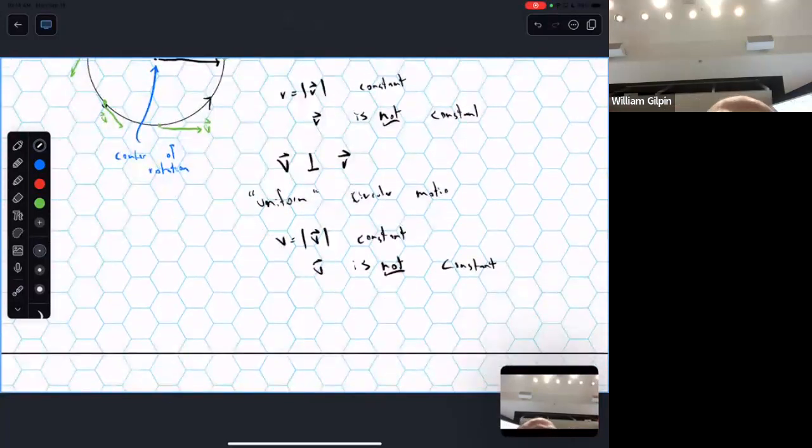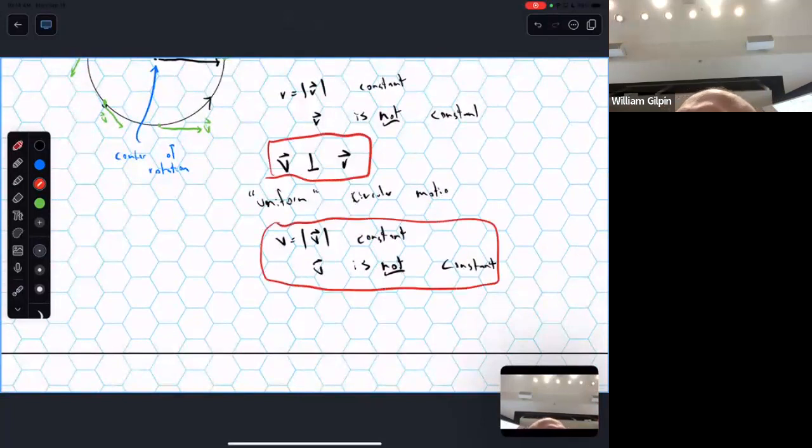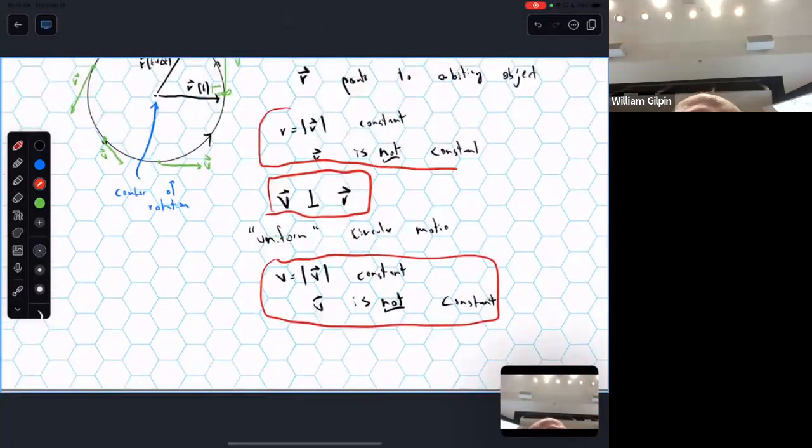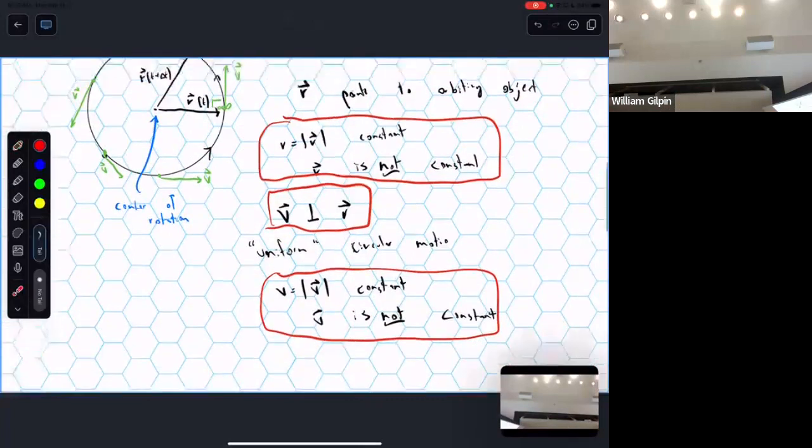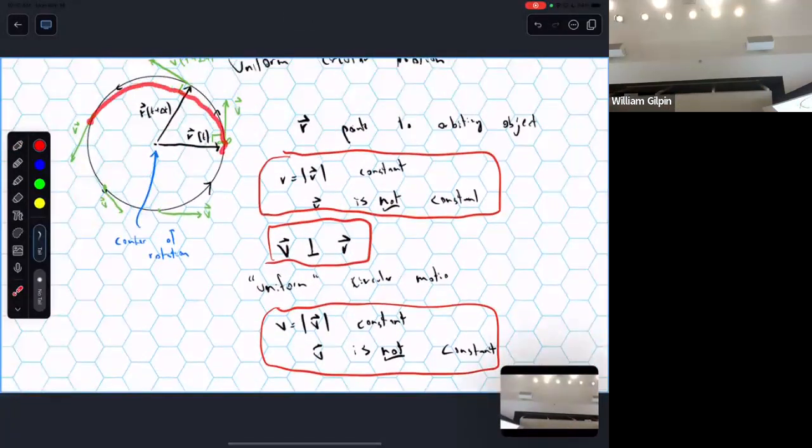So uniform circular motion basically satisfies this, and this are your defining features of uniform circular motion. And these three statements are equivalent to this diagram I'm drawing, where I'm always moving at a constant angular speed. My position is changing because I'm moving in a circle, but my velocity is always tangent to the circle, and it's always at a right angle to my position vector.